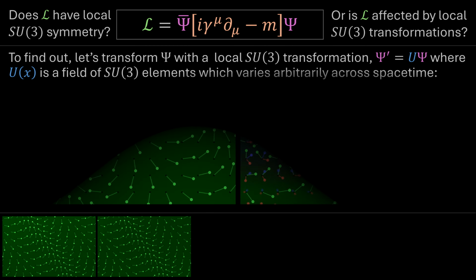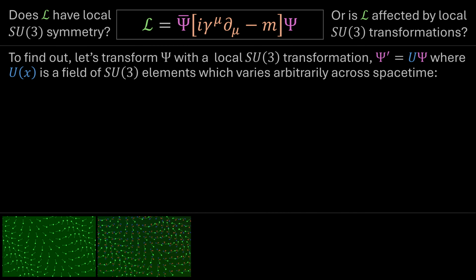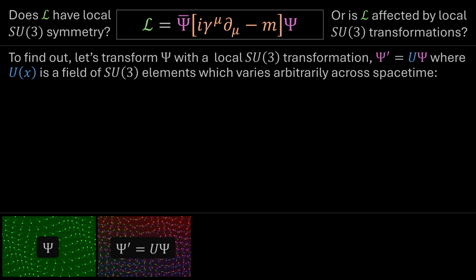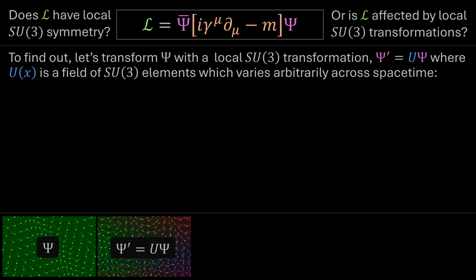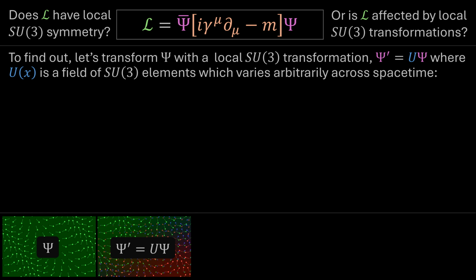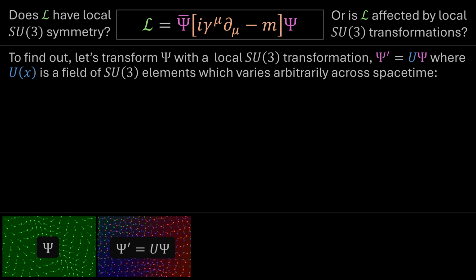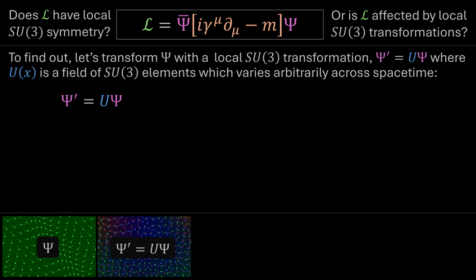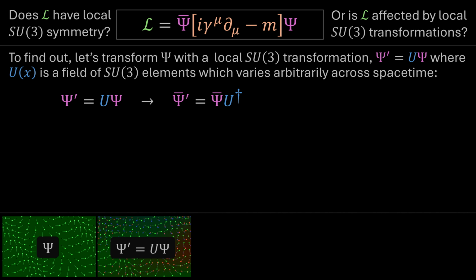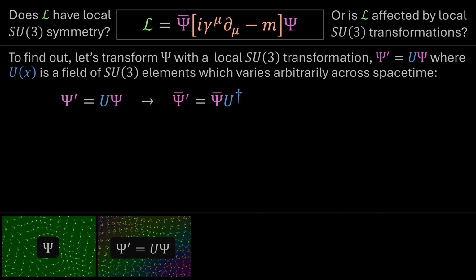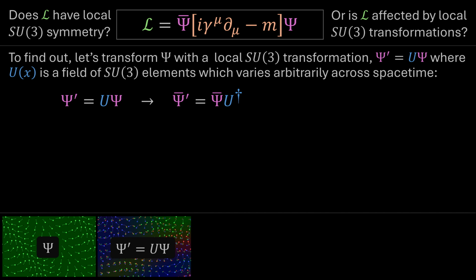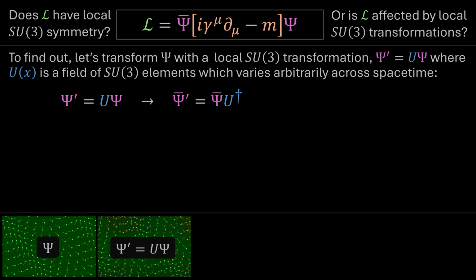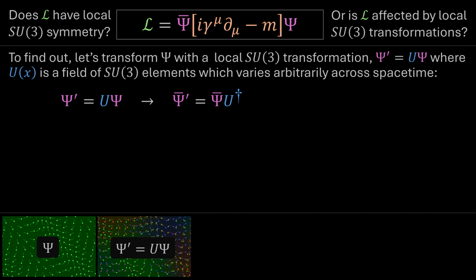Okay, so in order to answer the question, we're going to imagine psi transforming under a local SU3 transformation. So psi becomes psi prime, which is given by U times psi, where U is a field of SU3 matrices which varies arbitrarily throughout spacetime. Under that transformation, psi becomes psi prime, which is U psi, and psi bar, that is the Dirac adjoint of psi, becomes psi bar prime, which is psi bar right multiplied by the transpose conjugate of U. You can prove that if you want, just by taking the Dirac adjoint of U psi.